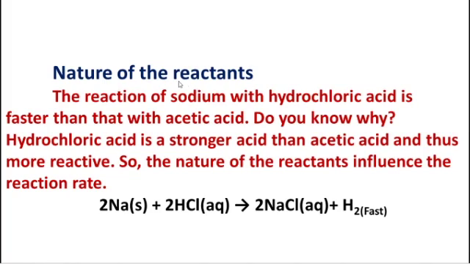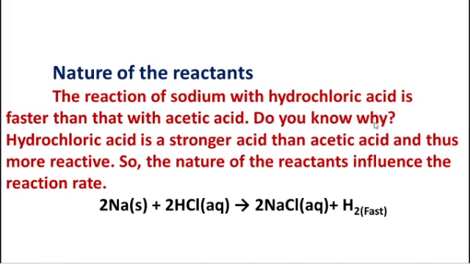First, nature of the reactants. The nature of the reactant is also important in chemical reactions. The reaction of sodium with hydrochloric acid is faster than that with acetic acid. The reaction of sodium with hydrochloric acid is very fast, while sodium with acetic acid is a slow reaction.